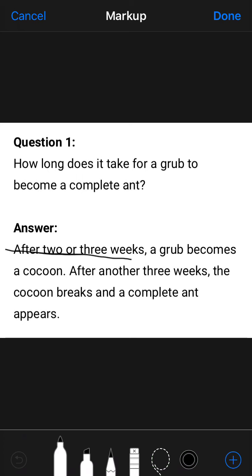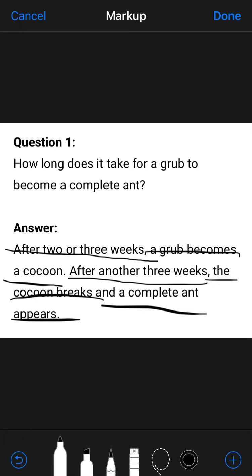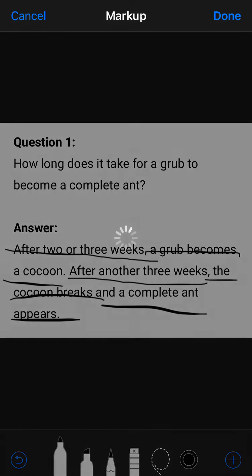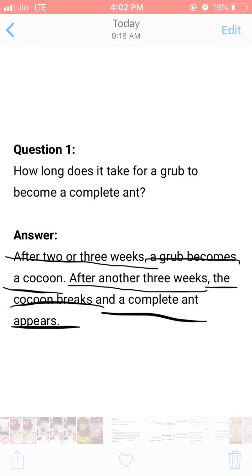After 2 or 3 weeks, a grub becomes a cocoon. Full stop. I'll repeat. After 2 or 3 weeks, a grub becomes a cocoon. After another 3 weeks, comma, the cocoon breaks and a complete ant appears. You can pause the screen if you have a problem matching my speed. So you can just pause the screen and write down the answer. So this is the first question. Moving on to the next question.